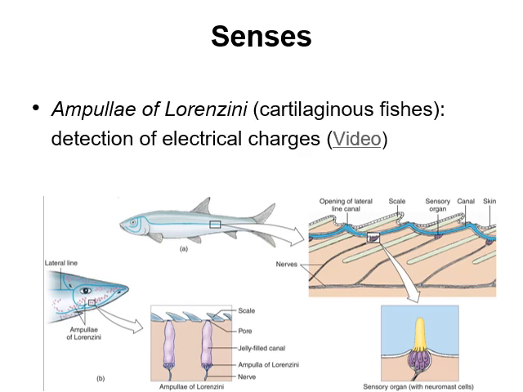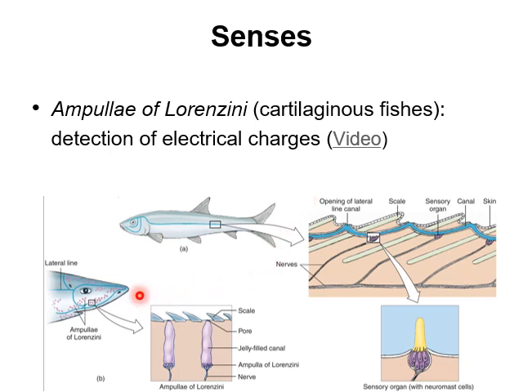So then a cool sense that cartilaginous fishes have is something known as the ampullae of Lorenzini, which I know sounds maybe more like a pasta dish, but is actually just a part of a cartilaginous fish, so a shark or a ray or a skate. In this video that you see mentioned here, I'll post it onto Canvas for you so you can see what I'm talking about here.